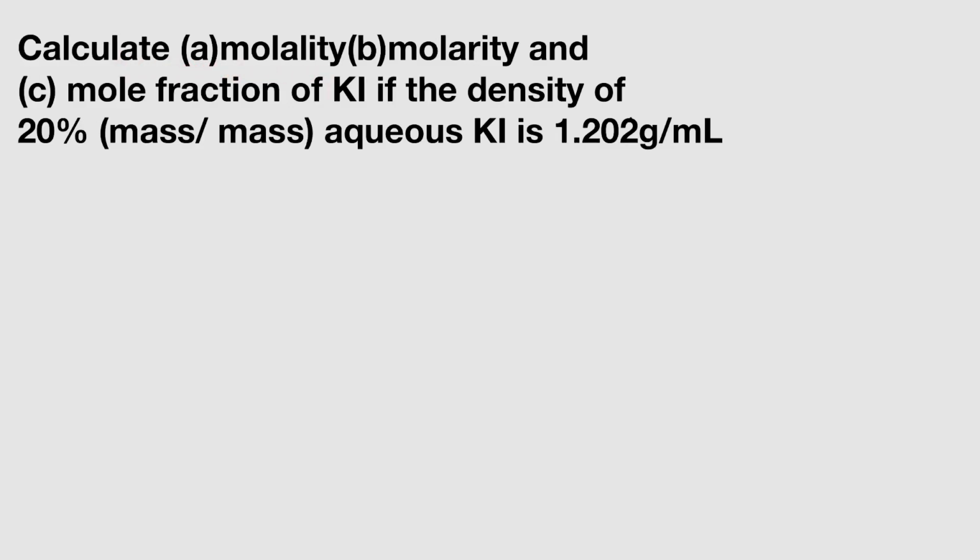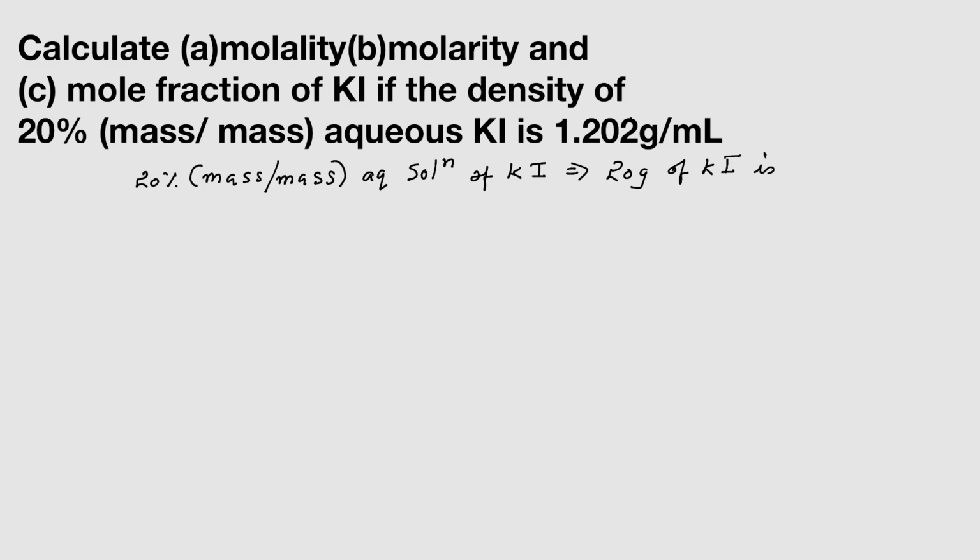Calculate molality, molarity and mole fraction of KI if the density of 20 percentage aqueous KI is 1.202 gram per milliliter. What is the meaning of 20 percentage aqueous solution of KI? It means 20 gram of KI is present in 100 gram of solution. So total mass is 100, mass of solute is 20.